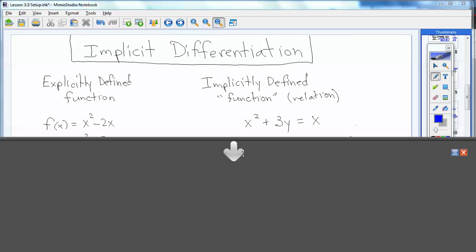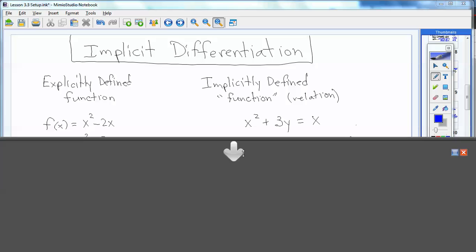So on the right, then you have an implicitly defined function, which I put function in quotes because it might not be a function. For example, an ellipse, a circle. Those are not functions. They fail the vertical line test, but they still have slopes, right? A sideways parabola is not a function because it fails the vertical line test, but it still has slopes at various points. So it still makes sense we should be able to do a derivative. We should be able to find y prime, dy over dx, on those functions.